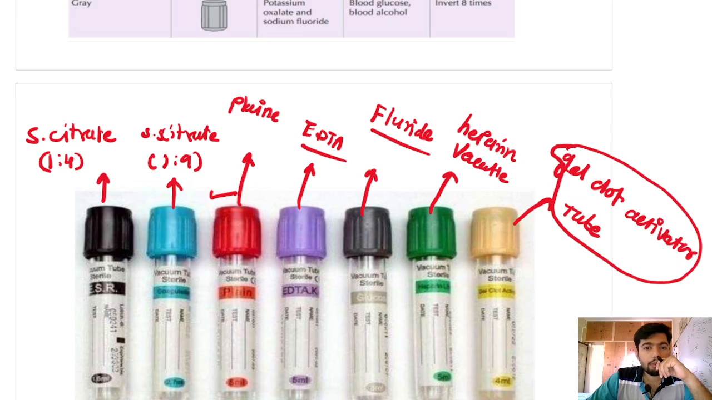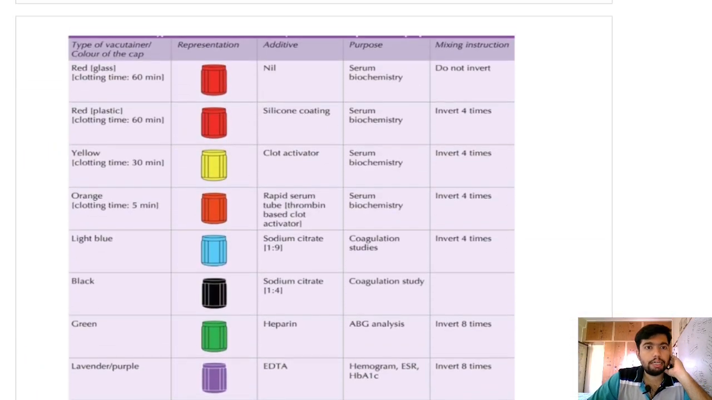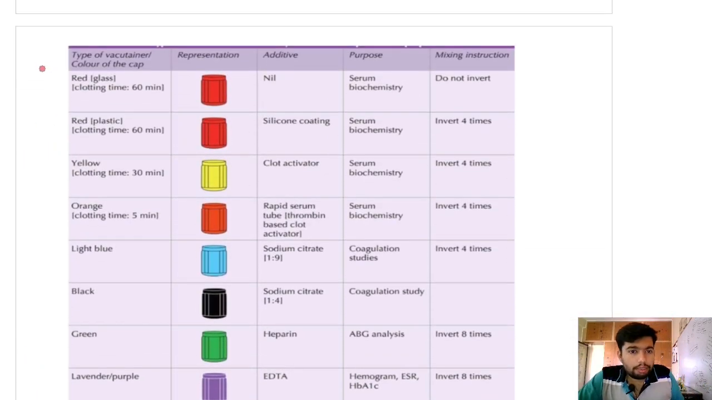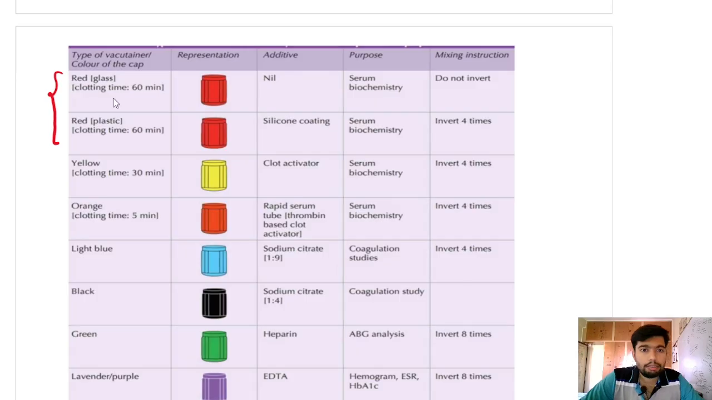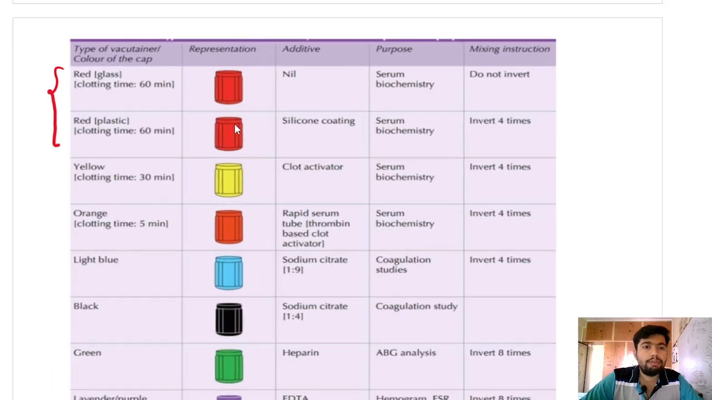Okay, so whenever you want to do any biochemical test, you have to collect the blood in a specific vacuum. Okay, the color coding is very important. So now first we'll start. You can see there are two red color vacuums here.